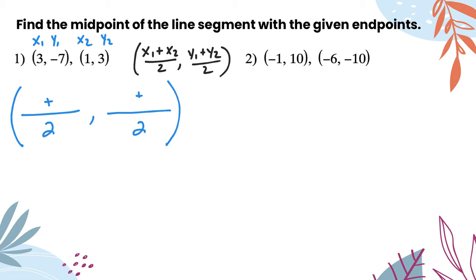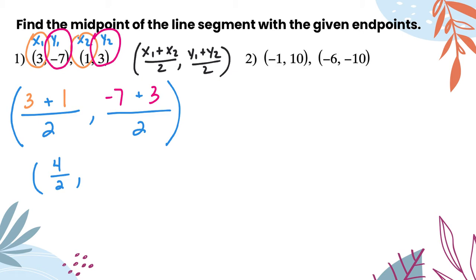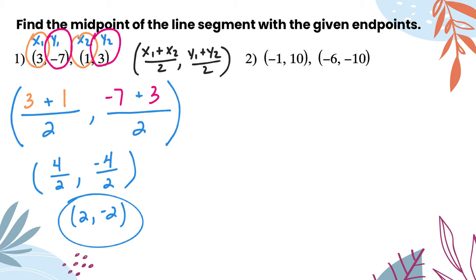So x1 is 3, x2 is 1, and y1 is negative 7, and y2 is 3. So then all I do is follow those steps. That's going to give me 3 plus 1 is 4 divided by 2. Negative 7 plus 3 is negative 4 divided by 2. 4 divided by 2 is 2. Negative 4 divided by 2 is negative 2. So the midpoint between those two coordinates is 2, negative 2.